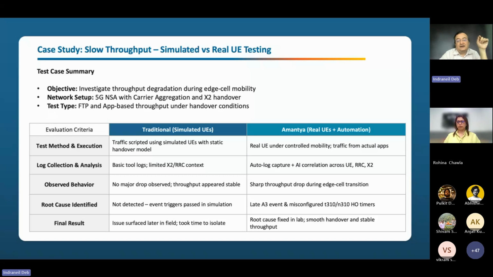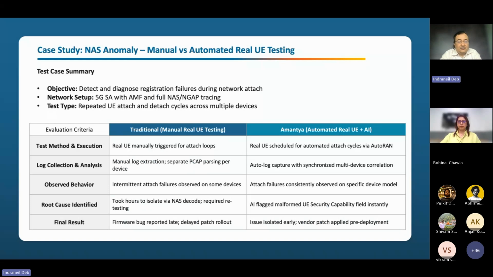But in the traditional test case setup, such a thing was not apparent. Nothing really wrong was happening. The late A3 event wasn't happening, and therefore the G-Node B timers weren't misbehaving. But in an actual real scenario, late A3 events are a possibility, and they need to be catered for. So this also brought to fore one key area where simulated versus real UE testing would be important to look at.